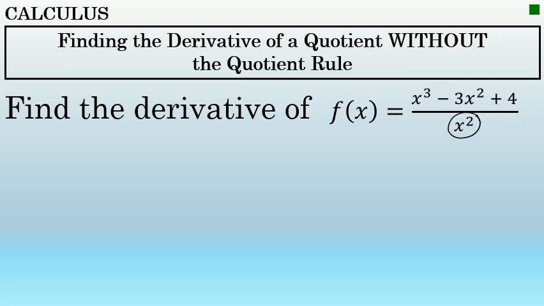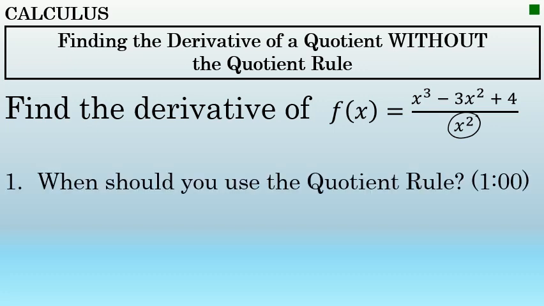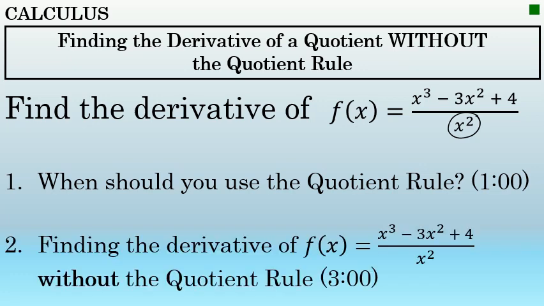In this video, we will discuss when you should and should not use the quotient rule at about the 1 minute mark, and then we will actually find the derivative of f of x equals (x to the third minus 3x squared plus 4) all over x squared without the use of the quotient rule. We'll do that at about the 3 minute mark. Let's begin.